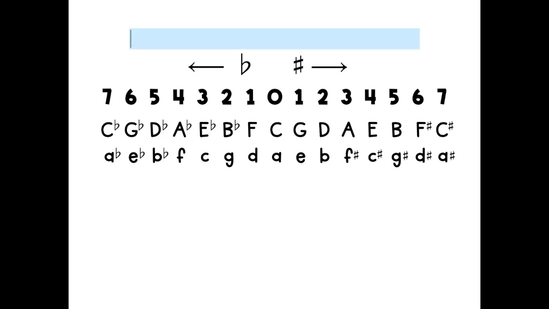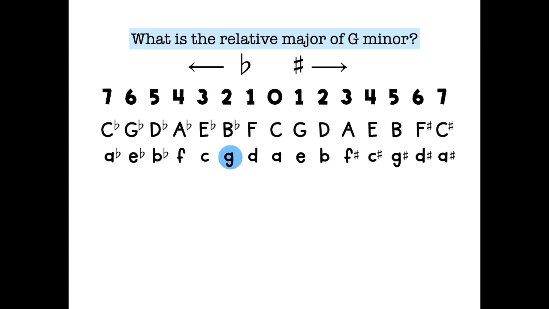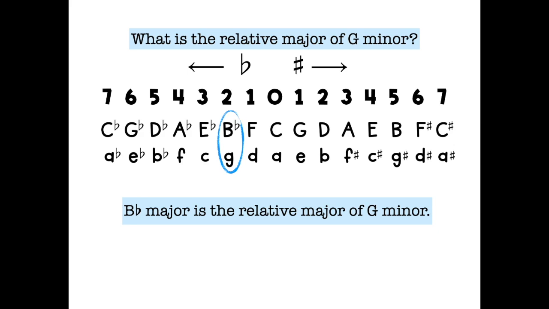Here's another question, and it's the other way around this time. What is the relative major of G minor? But it's the same idea. Which major key shares a key signature, is related to G minor? So let's find G minor in the chart. Here it is. Remember, minor is the lowercase letters. So which major key is linked to that one? B flat major is the relative major of G minor.